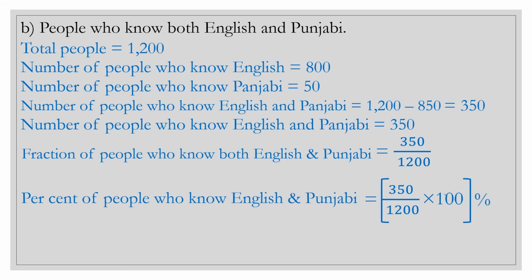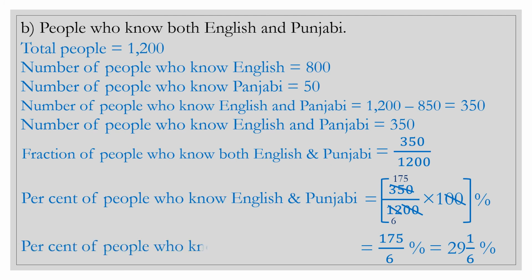Now simplify. Cut 20 by 20. See, 12 and 350 both are divisible by the same digit 2. So divide. 2 6s are 12 and 2 175s are 350. Now it cannot be further divisible. So do the multiplication. We get 175 upon 6 percentage, and if we divide 175 by 6, we get 29 1 upon 6 percentage. So percent of people who know English and Punjabi is equal to 29 1 upon 6%.